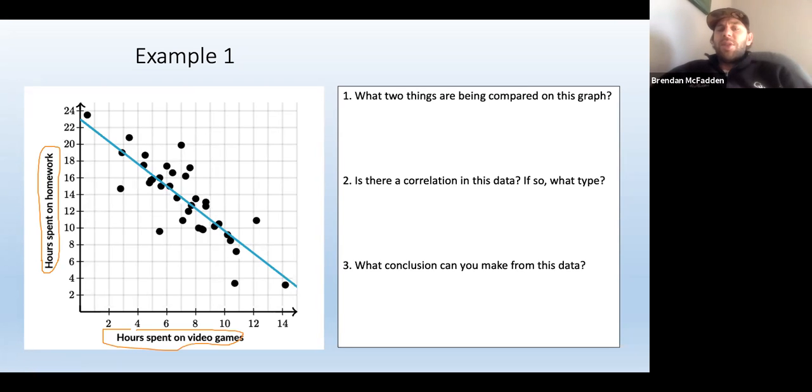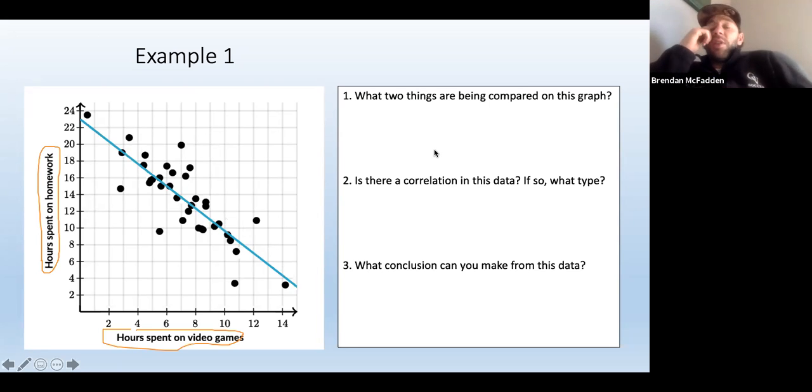So then number two says, is there a correlation? Kind of skipped ahead and answered that one. And if so, what type? Does it look like there's a correlation there? Can we fit a trend line in, or is there already a trend line there? Yeah, so there is clearly a correlation. And again, I just kind of explained it. This is decreasing. So there is a negative correlation here. It is going downwards again from left to right.